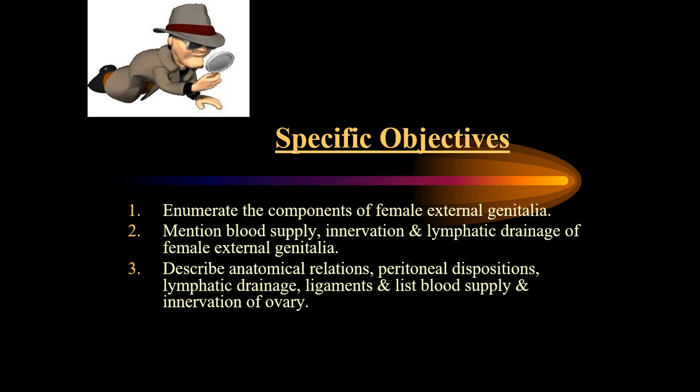These are the specific objectives which we'll try to cover in this lecture. The first one is to enumerate the components of the female external genitalia. The second is to mention the blood supply, innervation and lymphatic drainage of the female external genitalia. And third is to describe the anatomical relations, peritoneal dispositions, lymphatics, as well as the blood supply and the innervation of the ovary. So these are the specific objectives which we'll try to cover in this lecture.